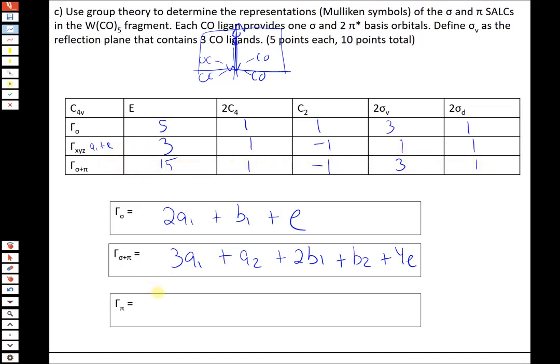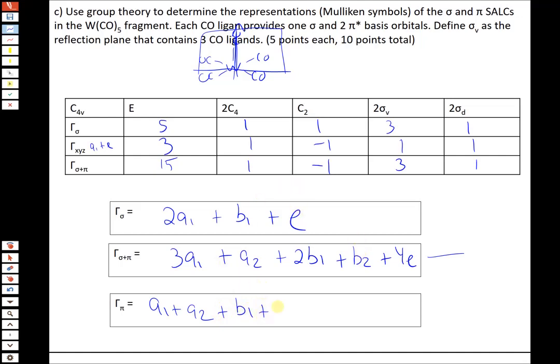And then from there to get gamma pi, again, we did not ask for this on the exam, this is just an intermediate step here. To get gamma pi, we just basically subtract the sigma from the combined. So we had 3 A1s combined, 2 of those are from gamma sigma, so that leaves us with 1A1. A2 is not in sigma, so that's going to be only pi. 2 B1s, we had 1 B1 from the sigma, so that leaves us with 1 B1 for pi.